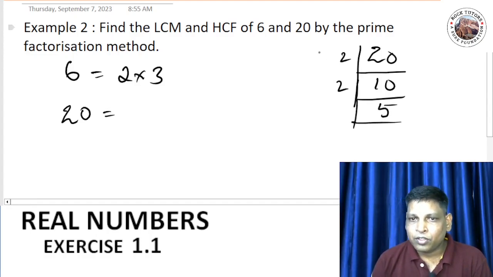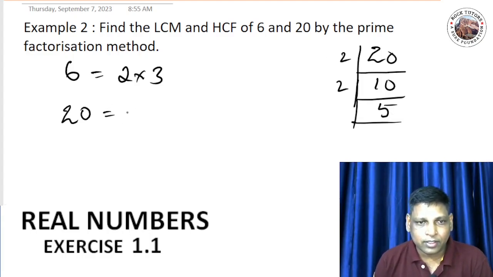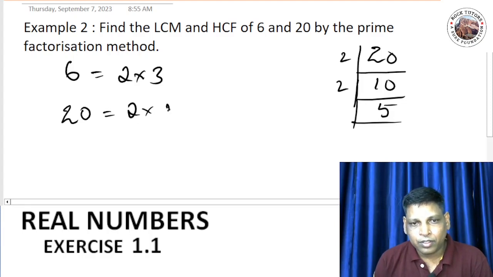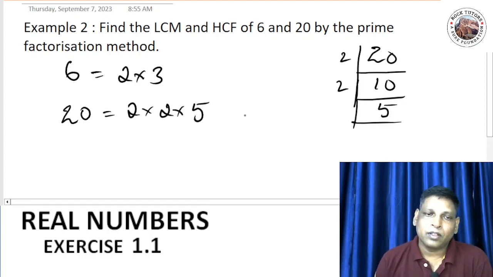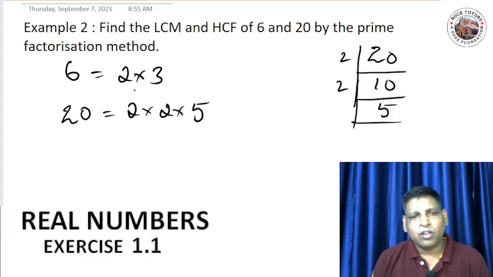Now here, 2 and 5 are prime numbers. So I can write 20 as 2 into 2 into 5. So I wrote all the prime factorization of 6 and 20. Now we are going to find the LCM and HCF of them. Okay, so I can write like this.